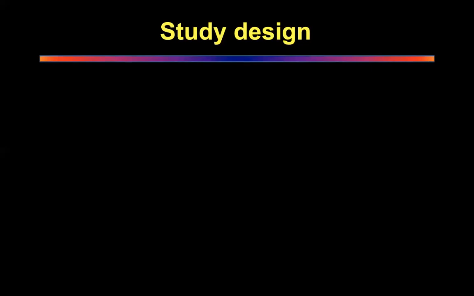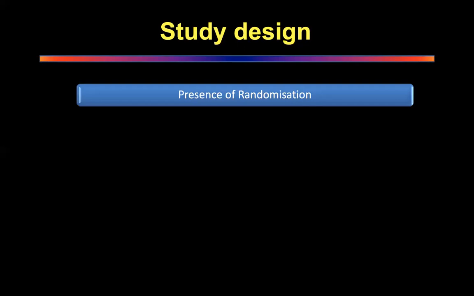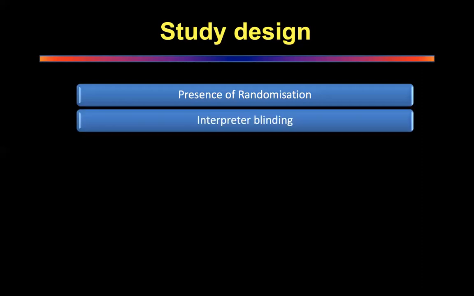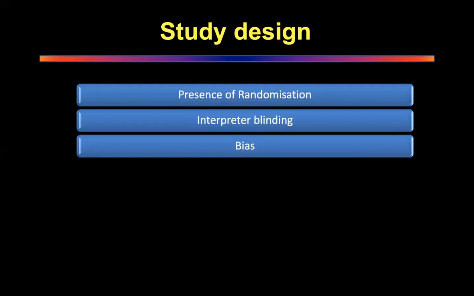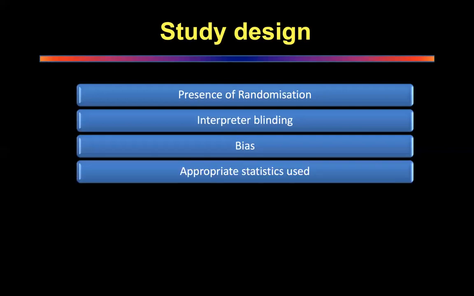Okay. So let's look at the other factor, which we said, study design. Study design also is very important when you're looking at the quality of a study. So you have to look for presence of randomization. That we have all understood, that randomization is important. You're randomized to this group or that group. Then you've got to look at whether the interpreter is blinded. It's quite important when you're interpreting a study. Quality is better when the blinding is there. Then you've got to look at bias of the study. You've got to look at whether appropriate statistics was used or not used. And that's why you have to understand statistics.